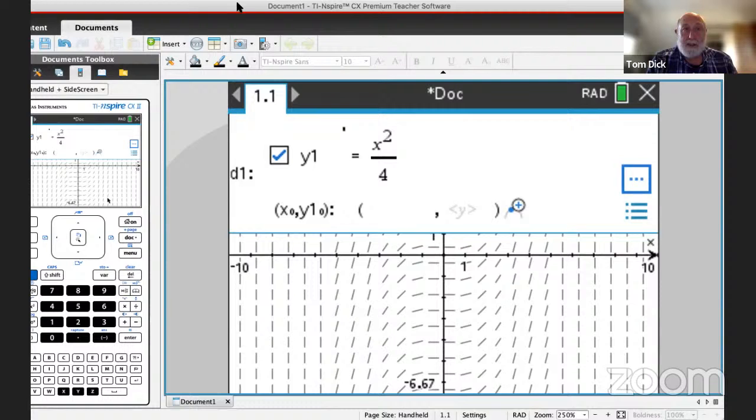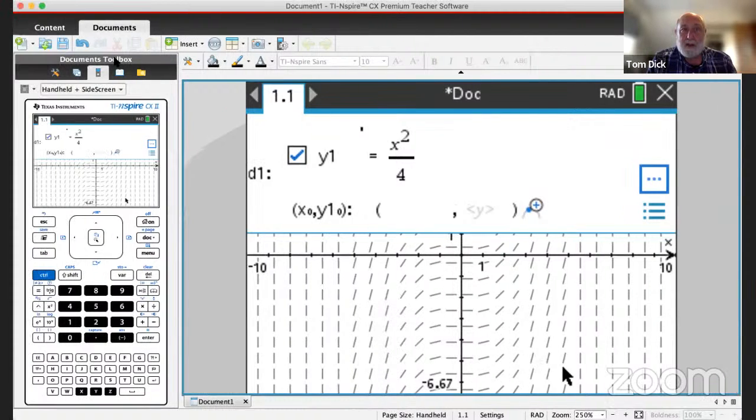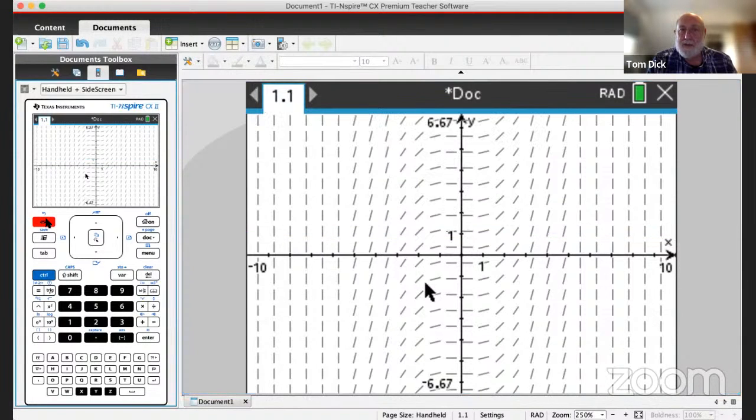Let me escape to get the entry line off of there. And now you're seeing a slope field for the exact same differential equation, but it's much finer. And I think now you can see, like I said, x squared over 4, what function would have that as a derivative? It's going to be a cubic, actually x cubed over 12, I think, if I did my arithmetic right. But you can see that a cubic would fit the slope field very nicely.